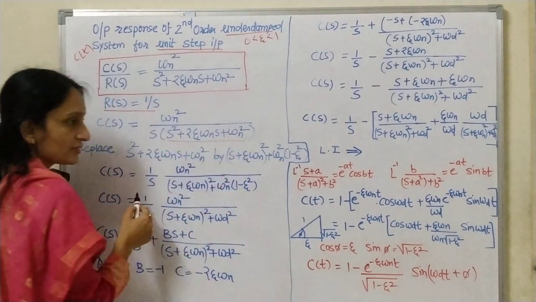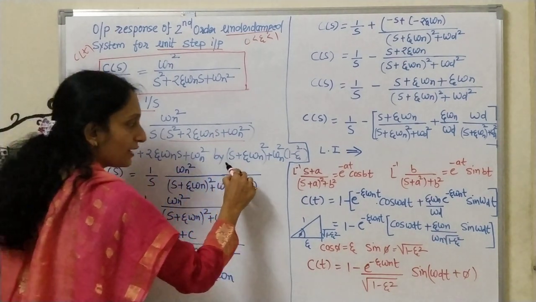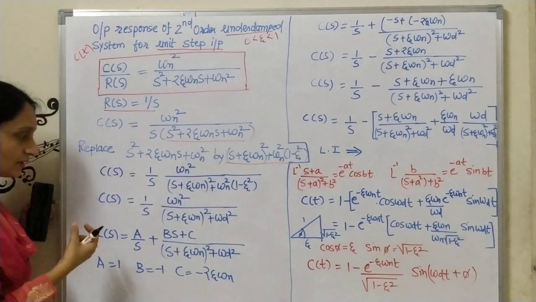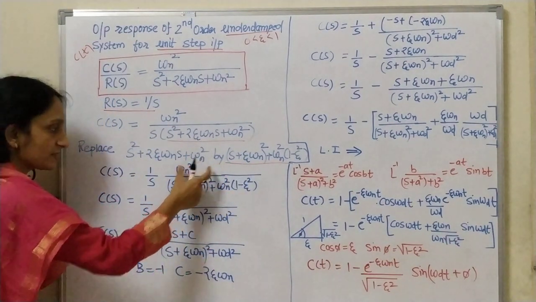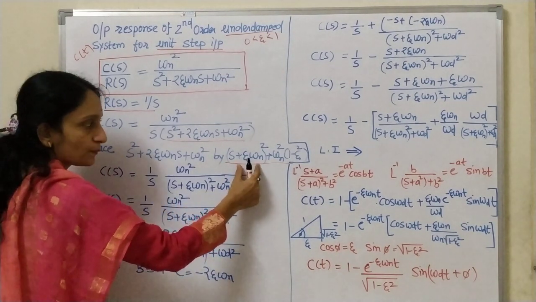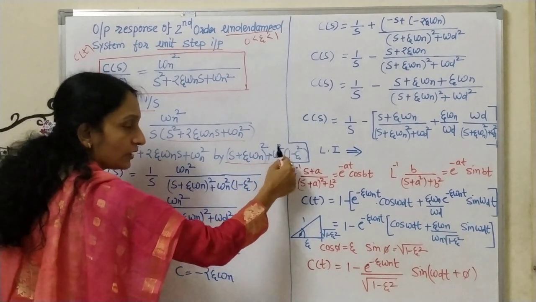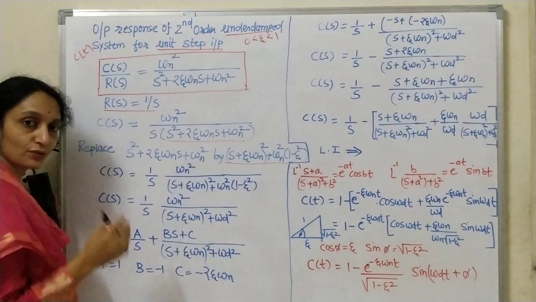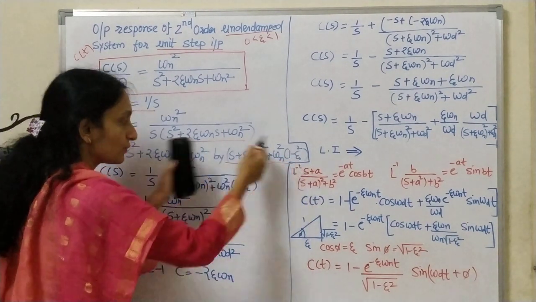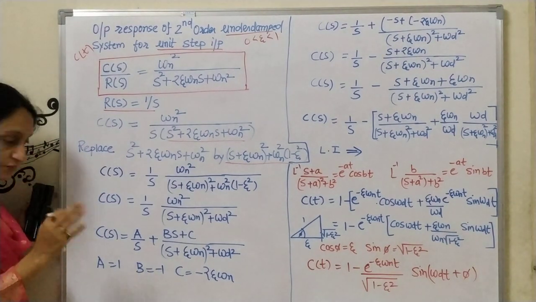For getting partial fraction form, look at this. Here I have replaced S square plus 2 zeta omega n S plus omega n square by this term, just to get a simpler transfer function. Look at this. Here I have substituted S plus zeta omega n the whole square plus omega n square in bracket 1 minus zeta square. You can cross check. If you solve this, you will get the same answer. But this is to arrange in partial fraction form.